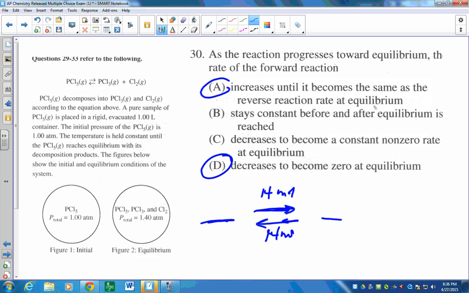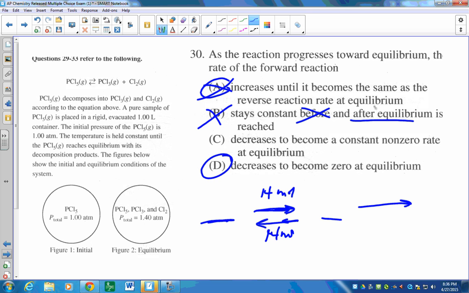So the forward reaction in the beginning is really fast and the backward reaction has nothing. And then, no, it's not this. It isn't constant before equilibrium is reached. It's only constant after equilibrium is reached, so that's wrong.